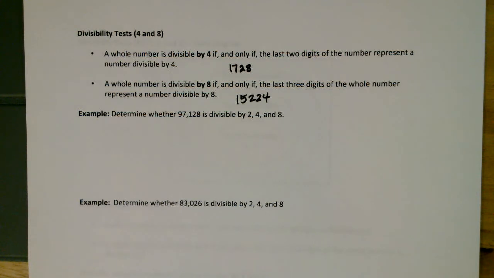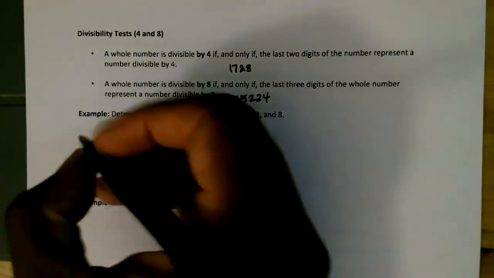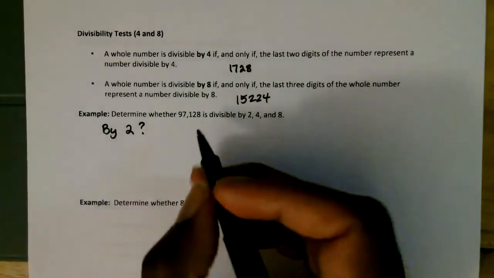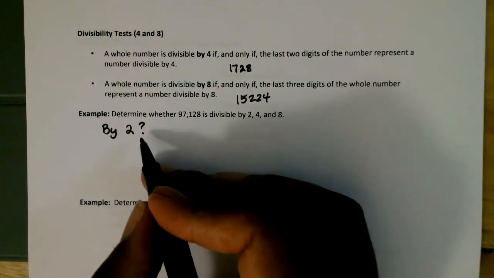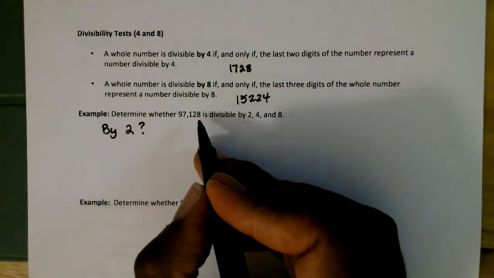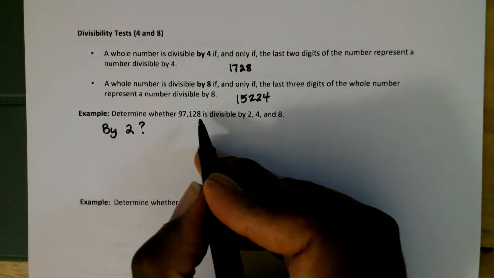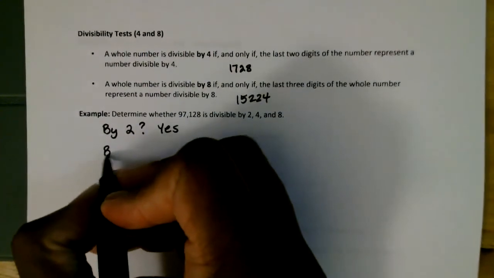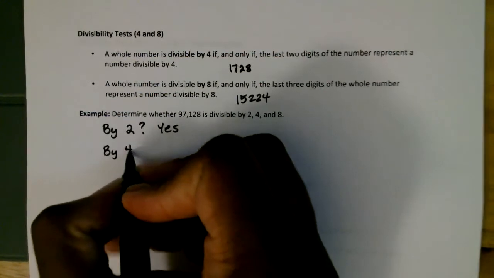Now let's look at a couple of examples here. Determine whether 97,128 is divisible by 2, 4, and 8. Using the divisibility rules, let's look at 97,128. Is it divisible by 2? Well, if you look at the last digit in 97,128, it is an even number. It ends in a 2, 4, 6, or 8, and it ends in 8. So yes, it is divisible by 2. Let's see, what about by 4?